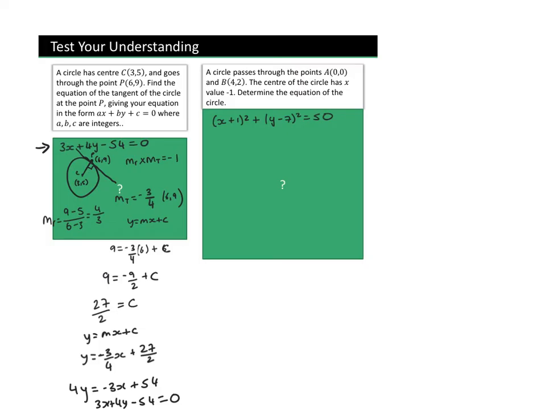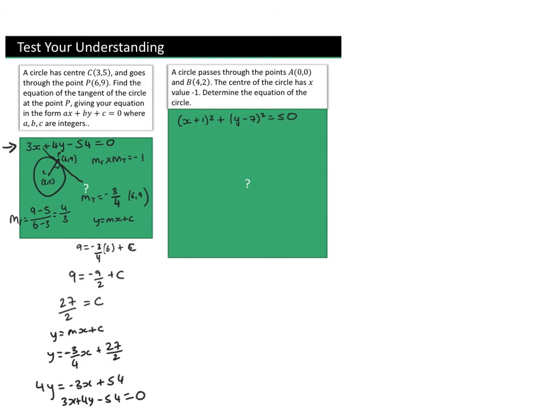For part 2, a circle passes through the points A (0, 0) and B (4, 2). The centre of the circle has x value of -1. Determine the equation of the circle. So again, let's draw this picture out. So I'm going to have my circle. We know that A is (0, 0), B is (4, 2). Okay, let's just put that here. And the centre is (-1, y).